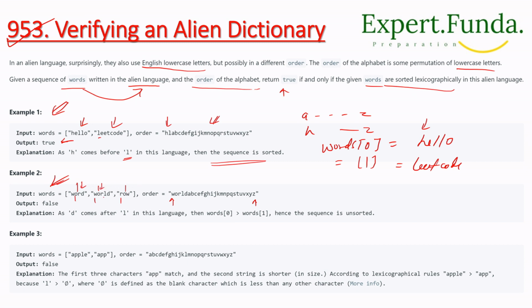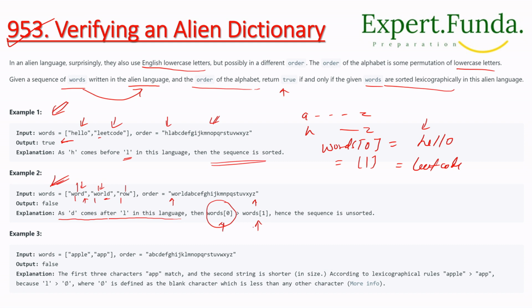But you can see that here D is coming at the end, right? So D comes after L. In the word it's fine, but in the other word we get L, and this is coming after D, and that is not good, right? So the explanation is also saying that as D comes after L in this language, the word at index 0 is greater than the word at index 1, right?